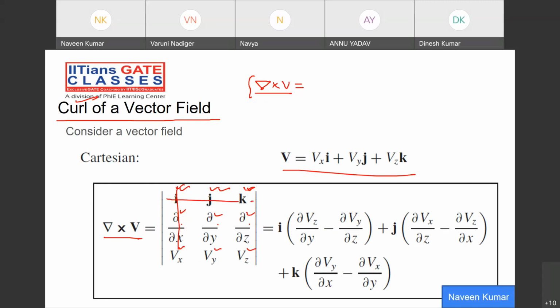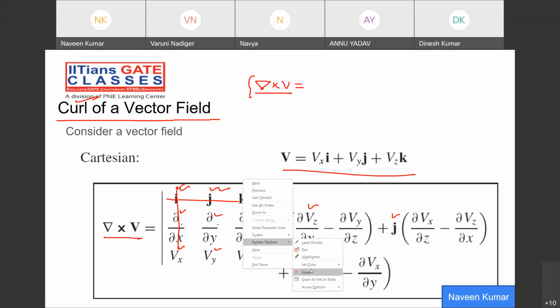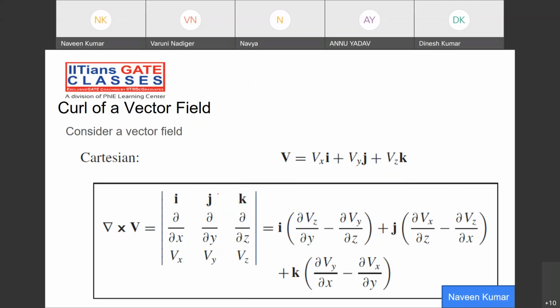Blocking out the i column, you get i times (del Vz by del y minus del Vy by del z). Similarly for j: in the middle term there would be a minus j if you expand directly, but it is written in reverse as j times (del Vx by del z minus del Vz by del x). Now you can do the same thing for the k component with Vy by del x and Vx by del y.